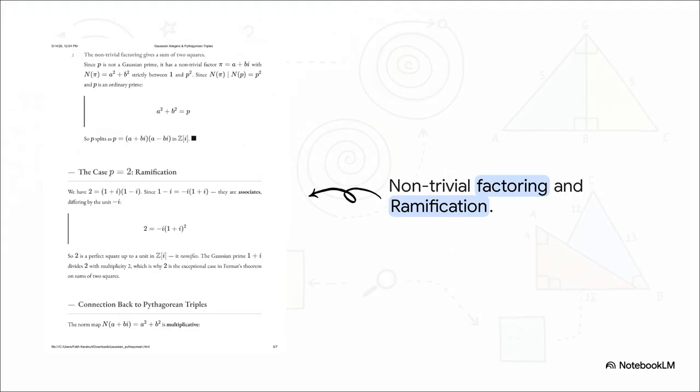And here is the final piece of the puzzle. Because p is no longer a Gaussian prime, it has a non-trivial factor. By taking the norm of this factor, we see it absolutely demands that a squared plus b squared equals p. This definitively proves why a prime that is 1 modulo 4 always splits into the sum of 2 squares. And there you go, we've officially survived the quantum depths of the primes.